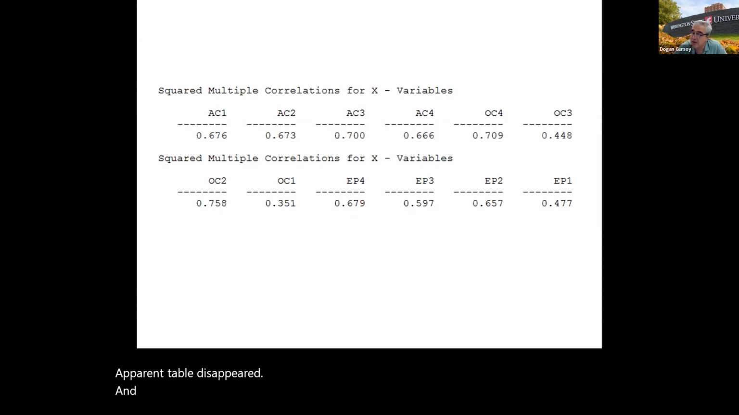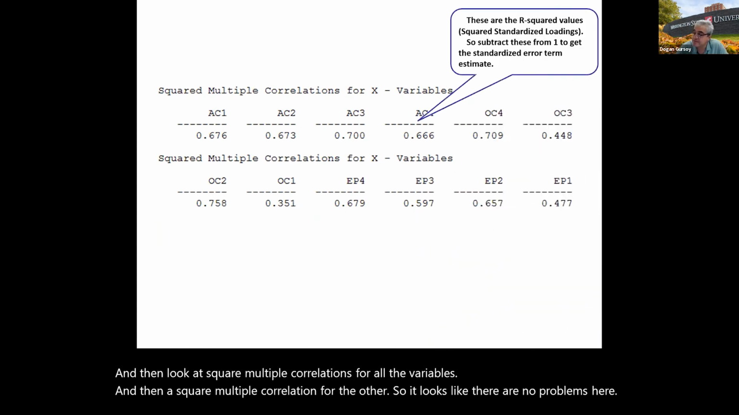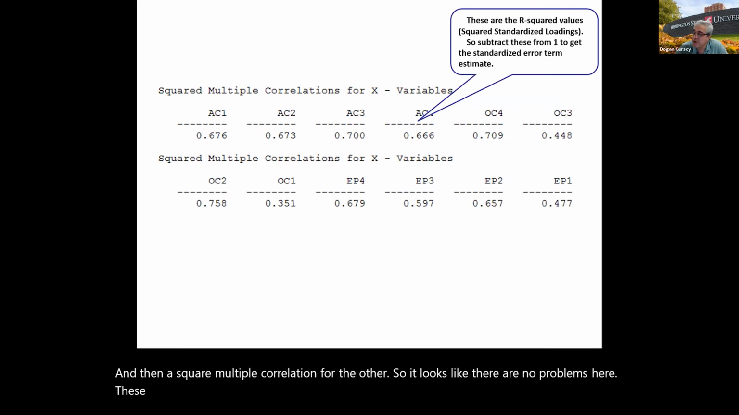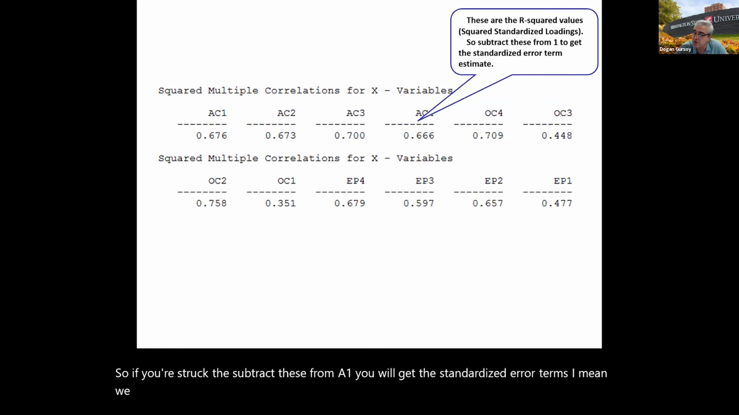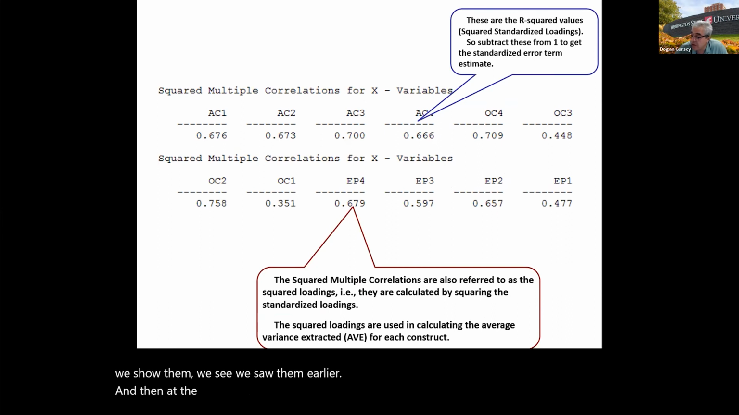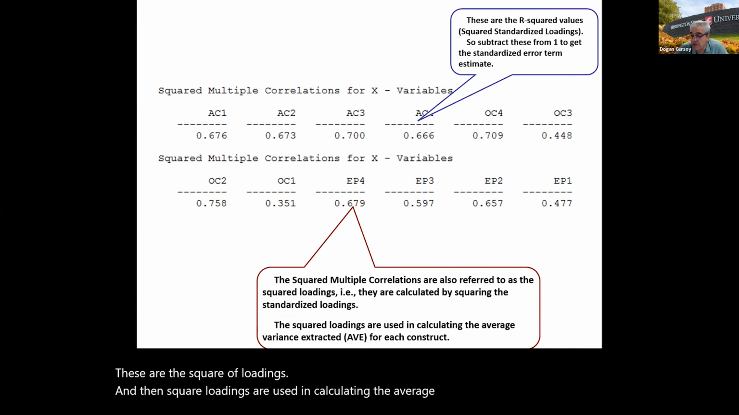And then we look at the squared multiple correlations for the variables, and it looks like there are no problems here. These are the R-square values. If you subtract these from 1, you will get the standardized error terms. We saw them earlier. The squared multiple correlations are also referred to as the squared loadings, the squares of the loadings. And the squared loadings are used in calculating the average variance extracted.